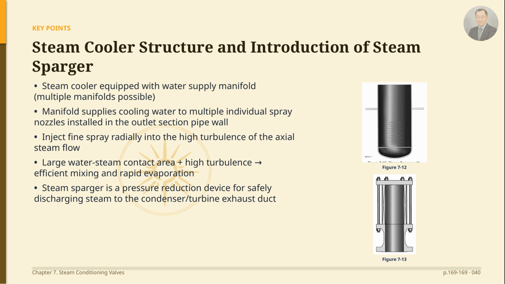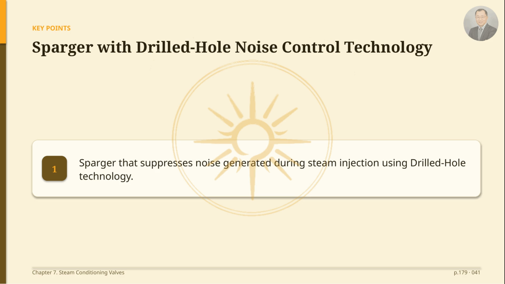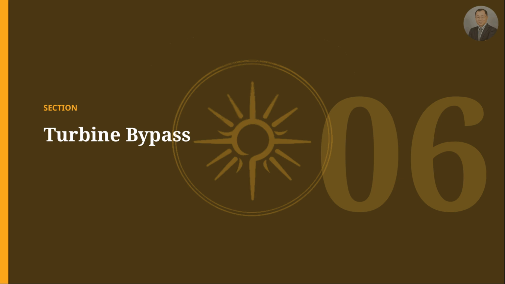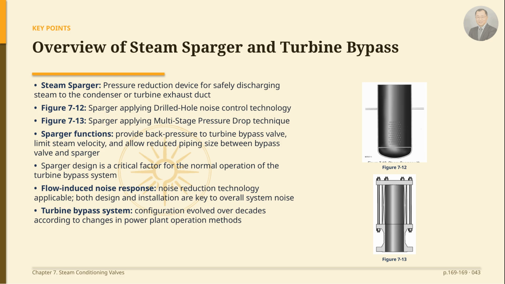Next, the steam sparger is shown in Figures 7.12 and 7.13, and it is a pressure-reducing device used to safely discharge steam into the condenser or turbine exhaust duct. This is a sparger that applies drilled hole technology to suppress noise generated during steam injection. This is a steam sparger that stabilizes flow through a multi-stage pressure drop technique. Next, we turn to turbine bypass. I would like to introduce the steam sparger and the turbine bypass system. The steam sparger is a pressure-reducing device used to safely discharge steam into the condenser or turbine exhaust duct.